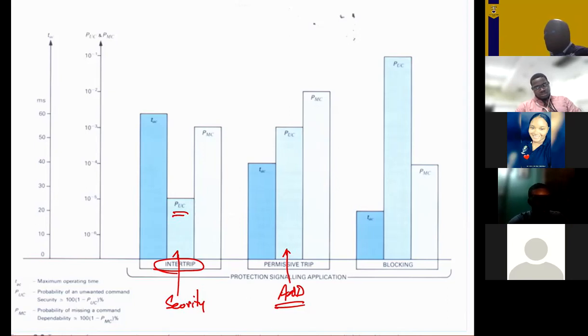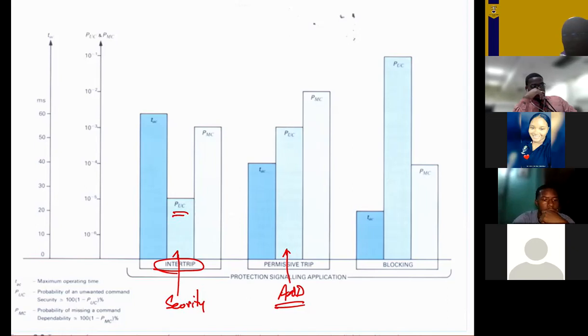All right. And then the reverse is true if you are now looking at dependability, because remember, dependability is the probability of missing a command. Now, if I miss a command, let's look at the blocking scheme. If I miss a command that was sent for the blocking scheme, it means that the blocking scheme would not operate.